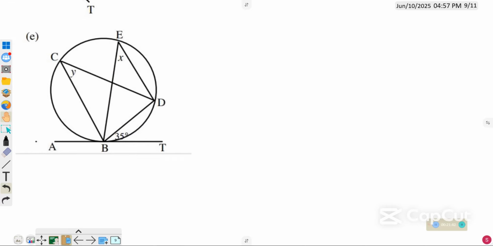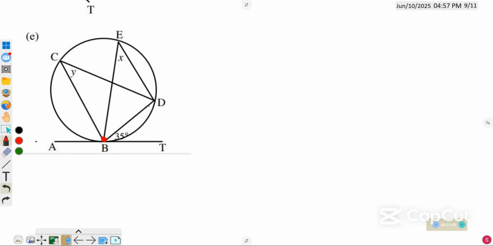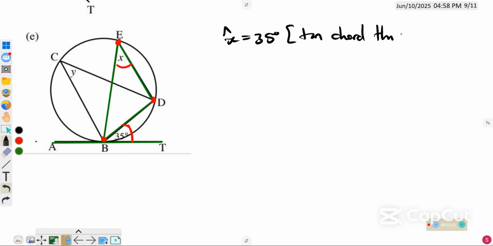Okay, let's move along. Let's look at this one. You're supposed to find x. Again, Tan-Chord theorem. Look at this. You have that this touches the circumference how many times? 3 times. So then the Tan-Chord theorem can apply in this case, to give us that this angle right here is equal to that. So angle x is equal to 35 degrees, Tan-Chord.